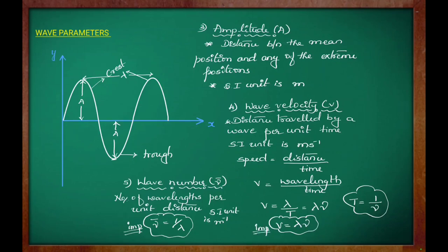Also, you need to remember that light travels with the same speed in vacuum, and that speed is constant. It is represented by C, which has a value of 3 into 10 to the power 8 meter per second. C is the velocity of light in vacuum. It is constant, given by 3 into 10 to the power 8 meter per second.